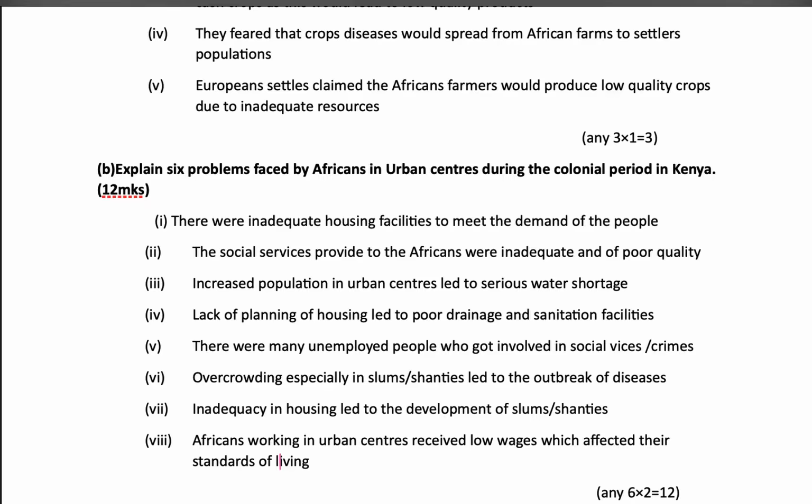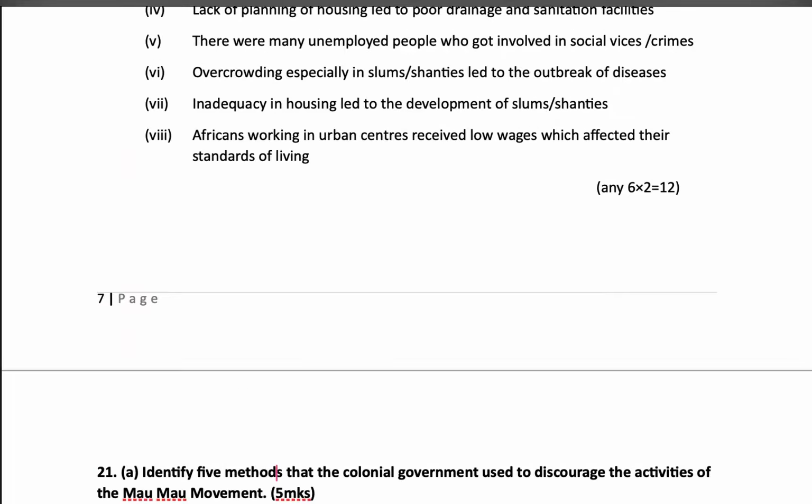5. There were many unemployed people who got involved in crimes. 6. Overcrowding, especially in the slums, led to the outbreak of diseases. 7. Inadequacy in housing led to the development of slums. 8. Africans working in urban centers received low wages, which affected their standards of living.